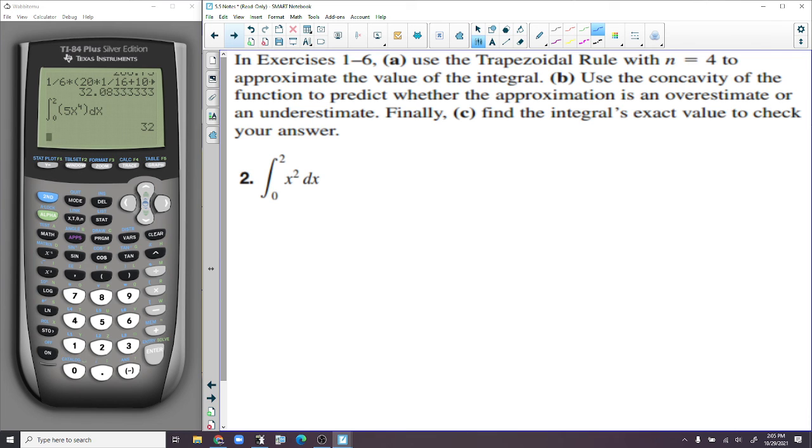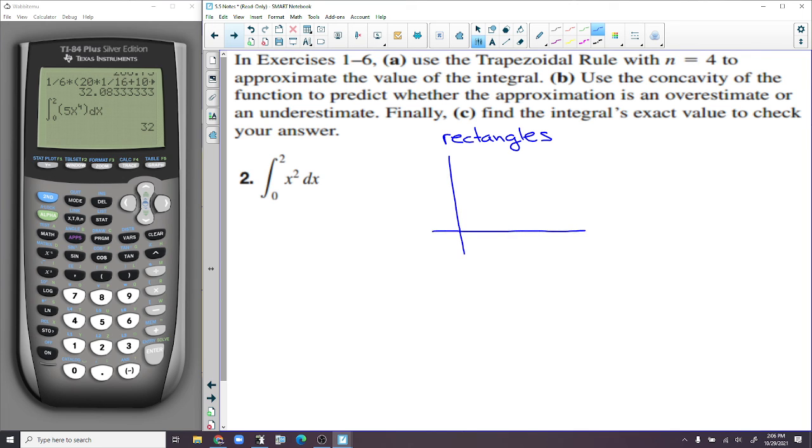A, use the trapezoidal rule with n equals 4 to approximate the value of the integral. B, use the concavity of the function to predict whether the approximation is an overestimate or an underestimate. So let's kind of summarize this. Let's go with rectangles. Let's talk about B before we do anything else, because I really haven't mentioned it yet. Let's talk about rectangles.